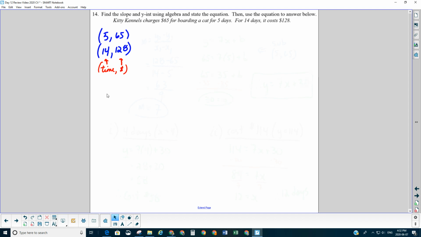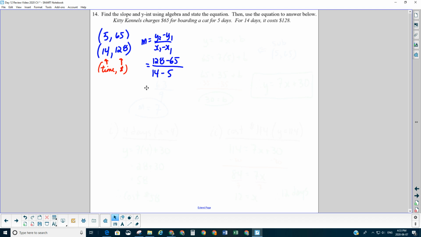All right, we need to figure out the slope first. So slope, we know we're going to write down y2 minus y1 over x2 minus x1. And we'll use these coordinates. It is the change in the cost over the change in the days. So delta y over delta x, or y2 minus y1 over x2 minus x1. So 128 subtract 65 is the top. That's the change in the y's, the change in the money, over how many days did it change. So we had 14 days versus 5 days, so 14 minus 5.